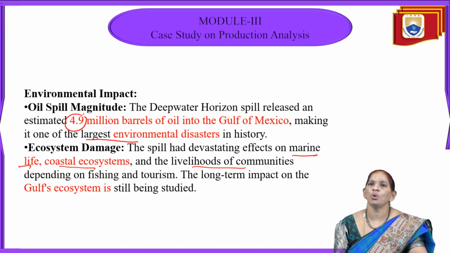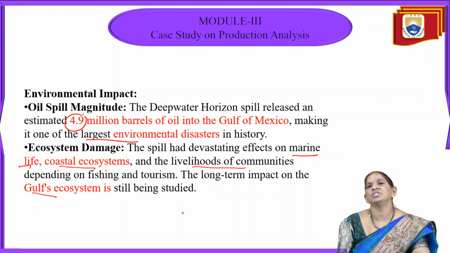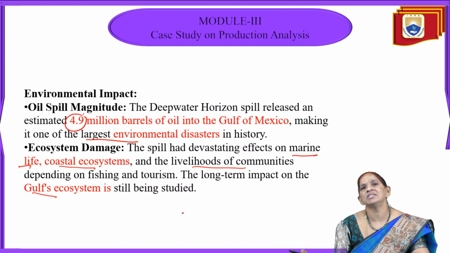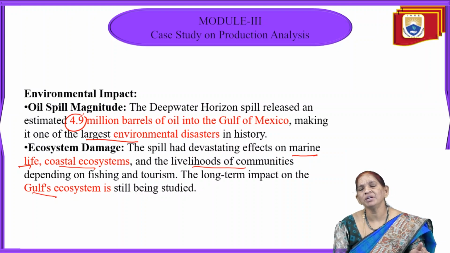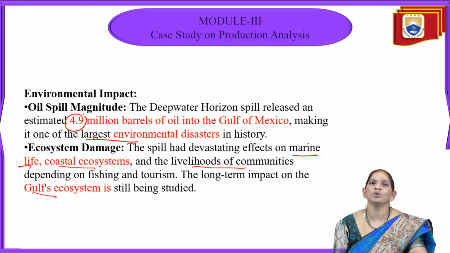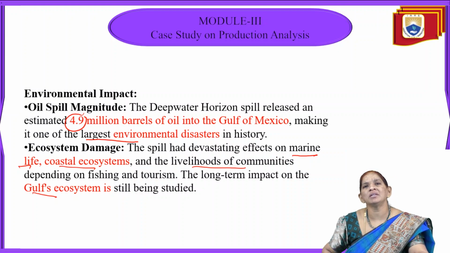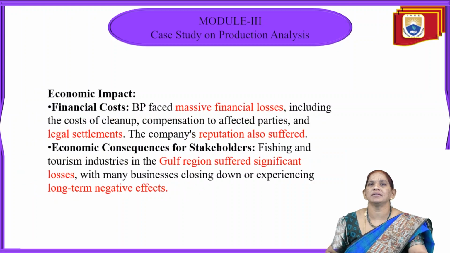This gave a long-term impact upon the Gulf ecosystem, which is how the case study evolved. Due to this spill of oil, the Gulf ecosystems, tourism, livelihoods of people and the communities dependent upon fishing and other activities were affected a lot. The environment and the livelihood of the people suffered a tremendous impact due to this incident.